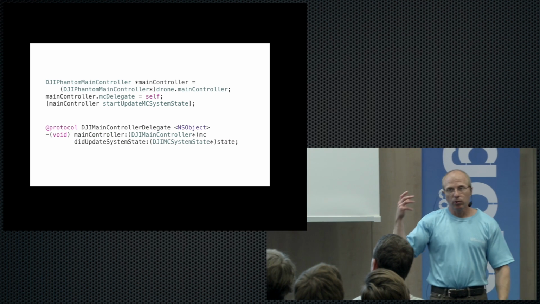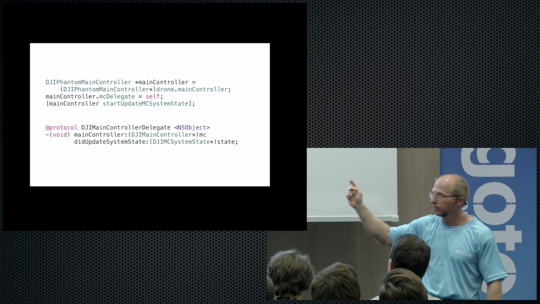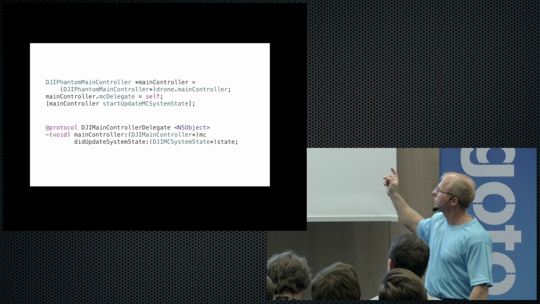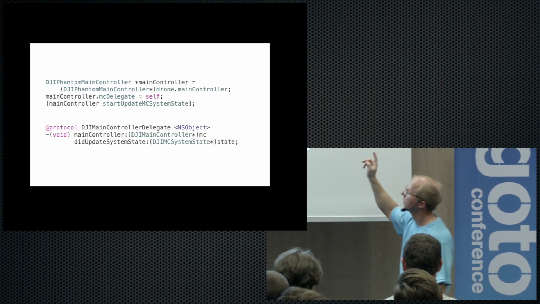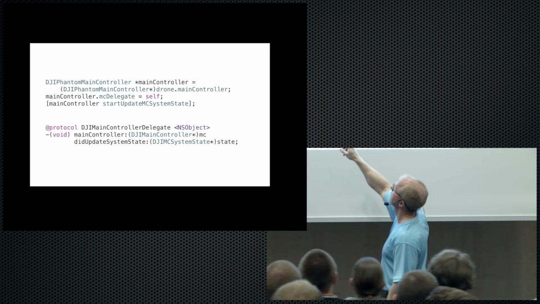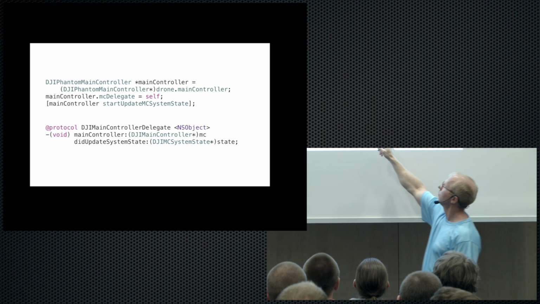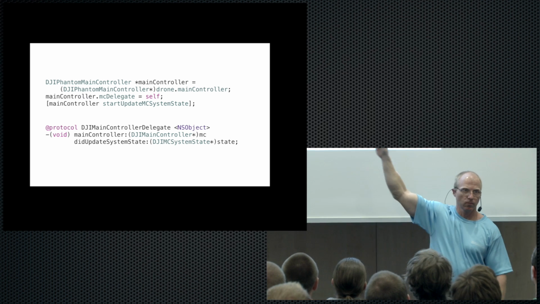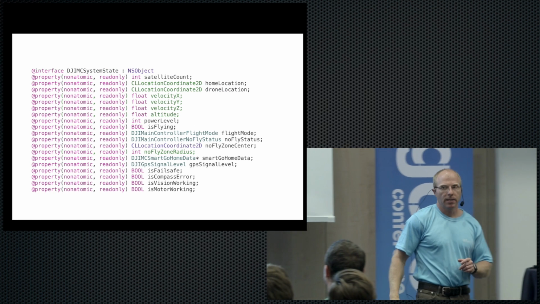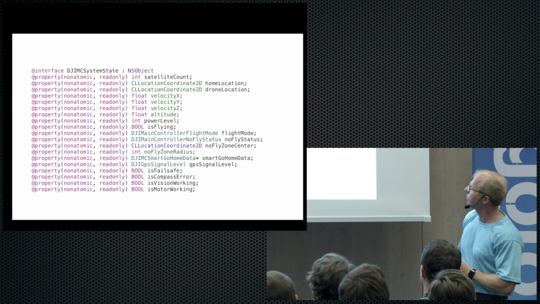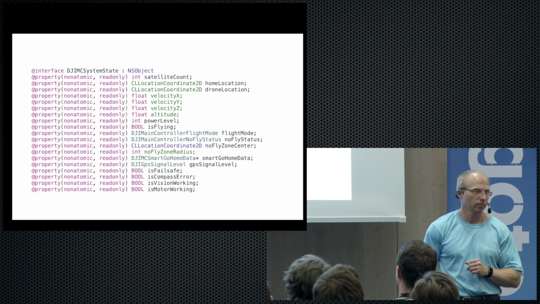But with the drone object, we also get a hook to the main controller. And if we register a callback on the main controller and apply the method start update MC system state, we get callbacks with these system states. And this is where the goodies begin. Take a look at what we get here. We get almost everything about the drone.